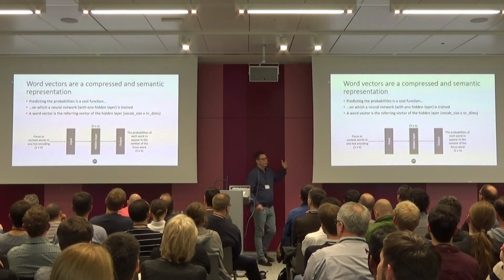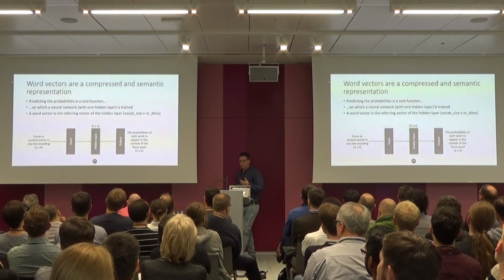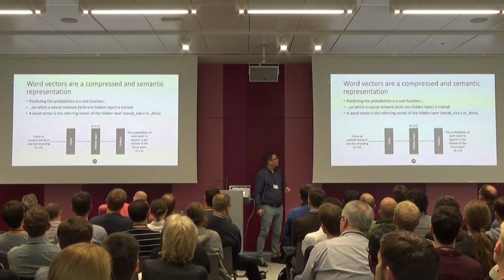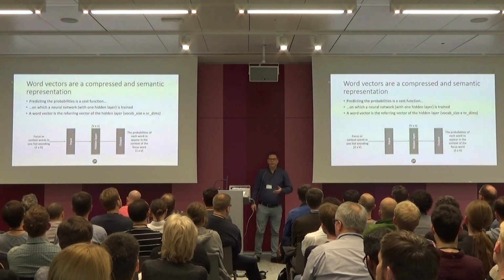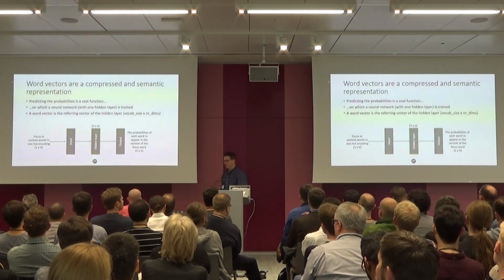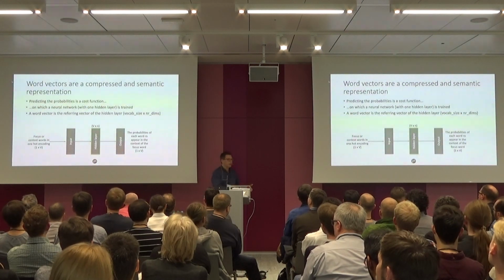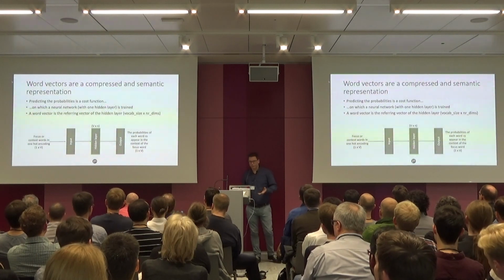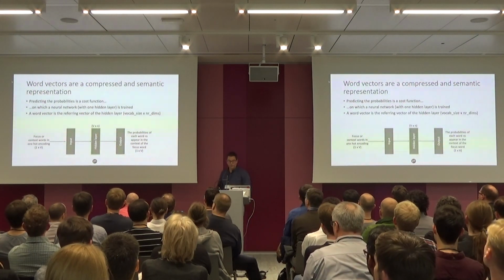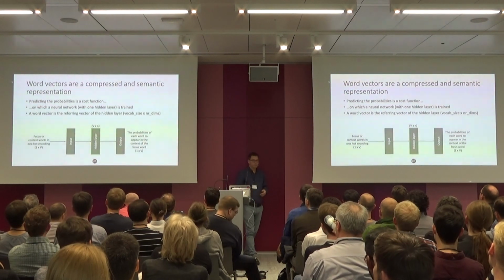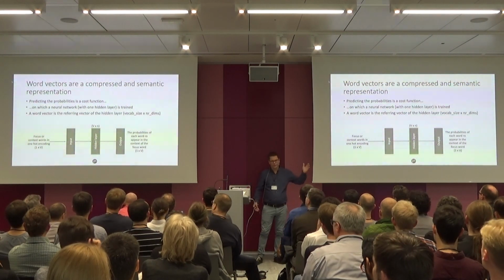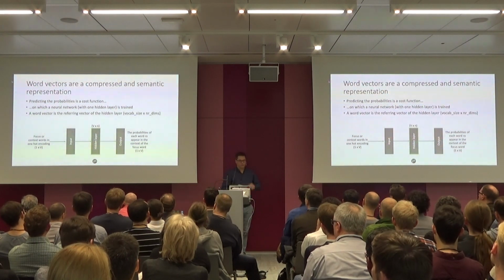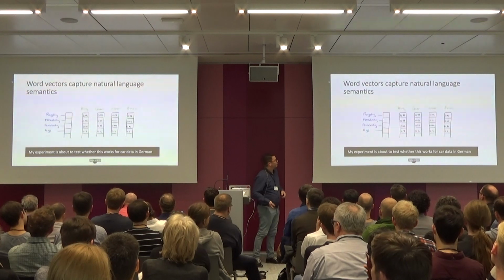And once you try to predict probabilities, you have a cost function, and then of course you can use a neural network. The trick is that the hidden layer is used as the word embeddings. So the vectors in a hidden layer are the word embeddings. Yeah, and that's pretty much it. There's one huge advantage of this. Since the hidden layer is usually way smaller than your vocabulary, it's also a compressed representation of your words, which should capture in some ways the semantics of the language.